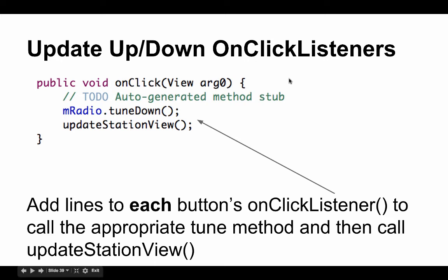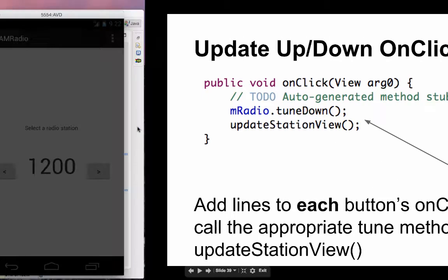Well, now it's time to update our up and our down button on click listeners. You can see here in the code that we are going to tell the radio to tune down when we push the down button, and we are going to update the station view afterward. We're going to do this to each one of the buttons on click listeners. So if it's the up button, we're going to tell the radio to tune up.